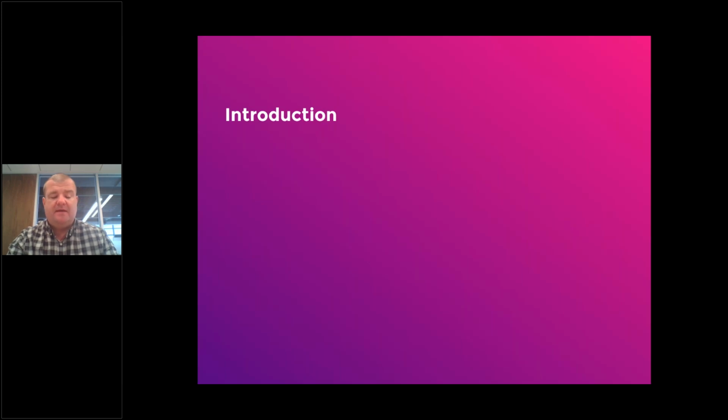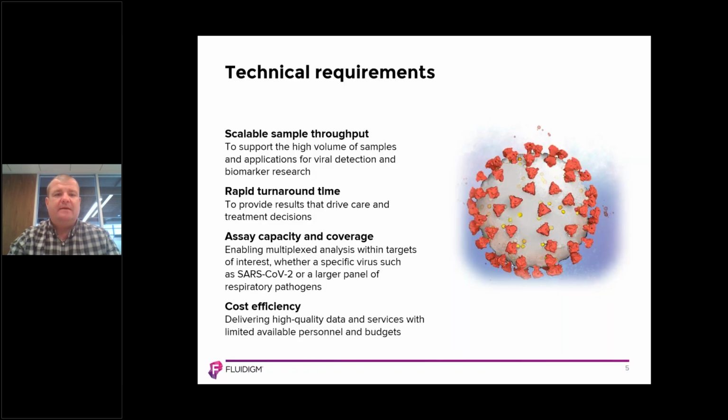So let's start with the introduction. We start with exploring what the technical requirements in today's climate are for viral detection using microfluidics. Essentially, the technical requirements in the community start with a scalable sample throughput. As you can imagine, this relates to being able to screen enough individuals at a time. Because there are so many samples and so much of the population impacted by things like COVID-19, there's a clear need to support high volumes of samples for applications in viral detection and biomarker research.